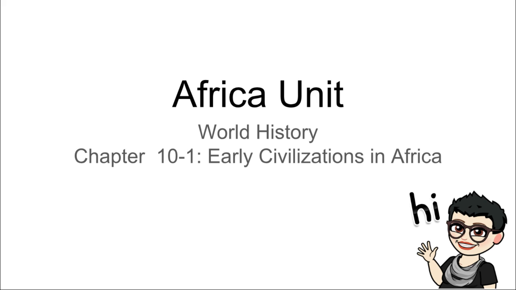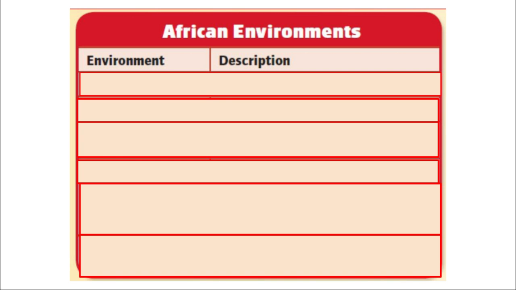We're going to start with Chapter 10, Section 1, Early Civilizations in Africa. So, to start with, we're going to talk a little bit about some of the geographical environments. And as we go along, you've got a little chart in your notes to fill out. Eventually, you're going to have a mapping activity to complete that kind of reinforces this a little bit.